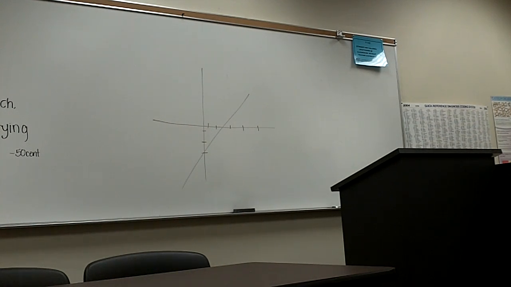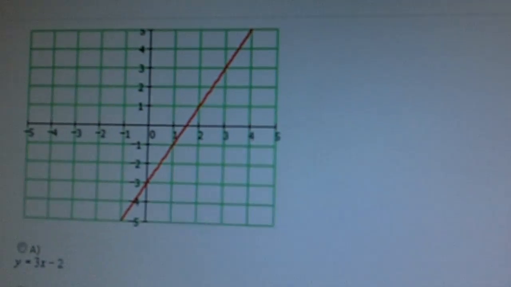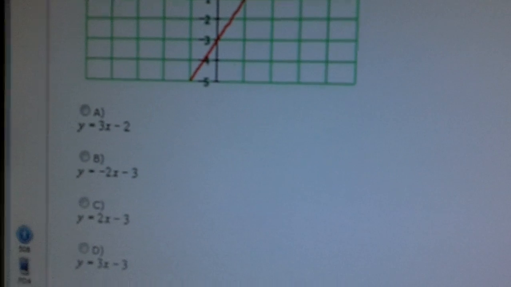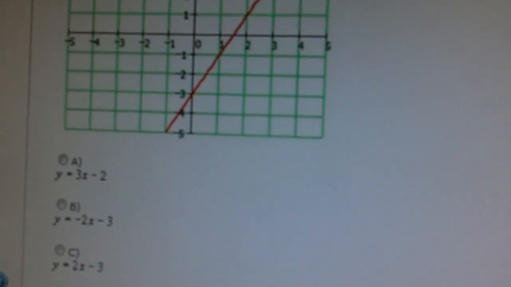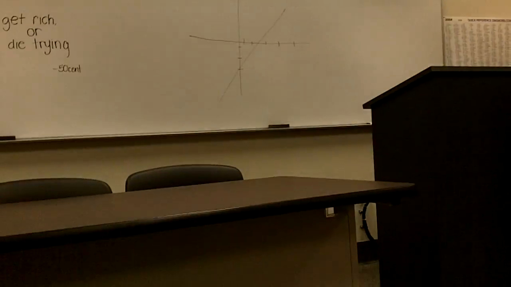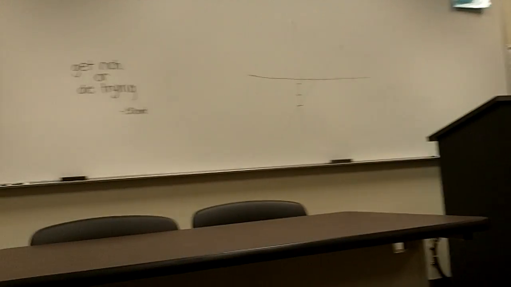Is everybody there? My answer was A, not C. Well, it's going to scramble, but it's going to be what? It's the same thing. 2x minus 3. Do you see why it's 2x minus 3? Yeah. Right. Now yours, the answer will be different. Do you see why yours is 2x minus 3?